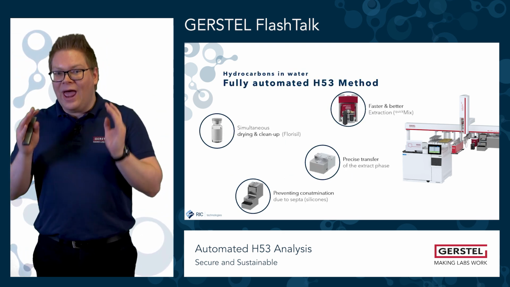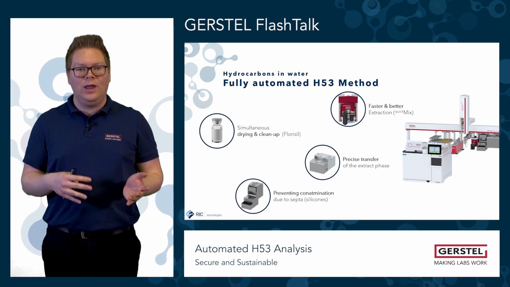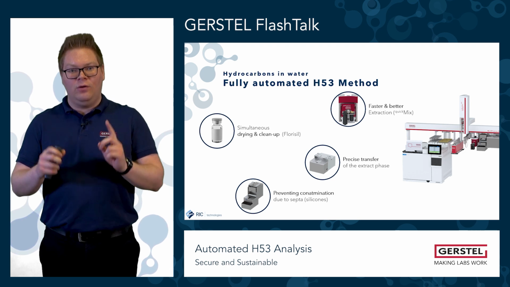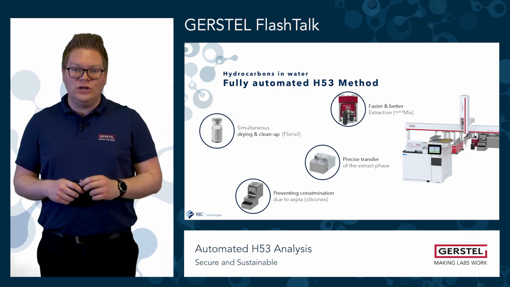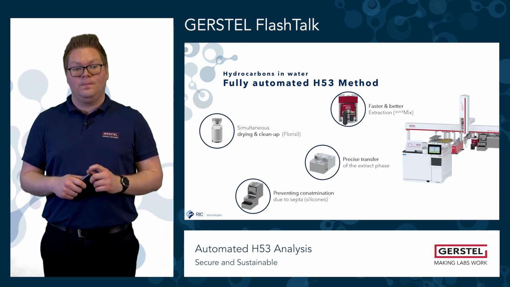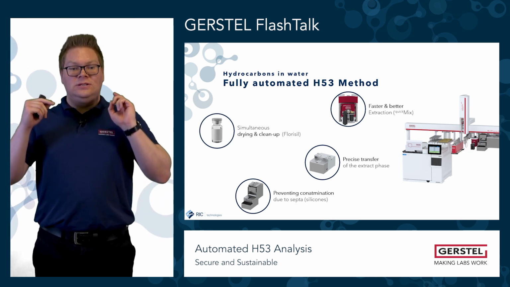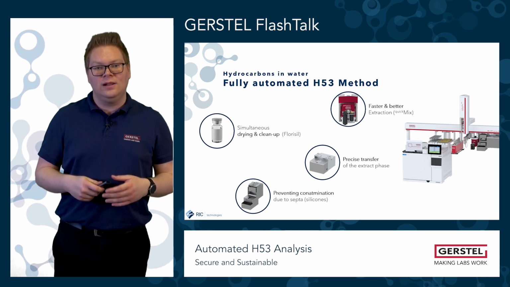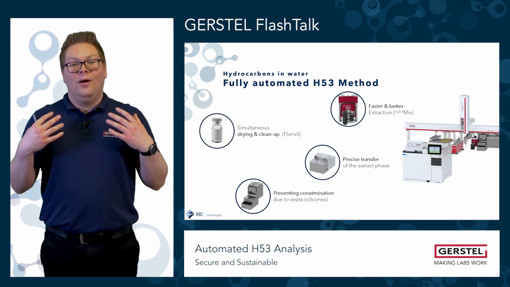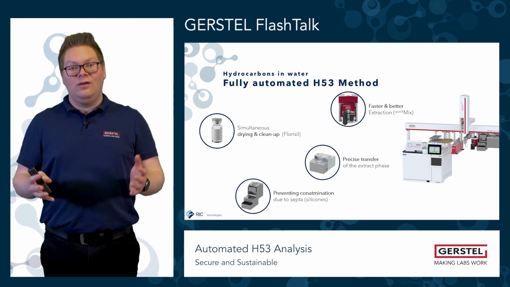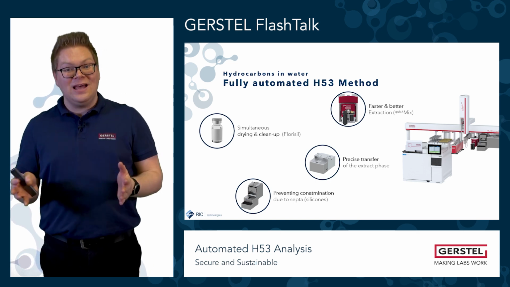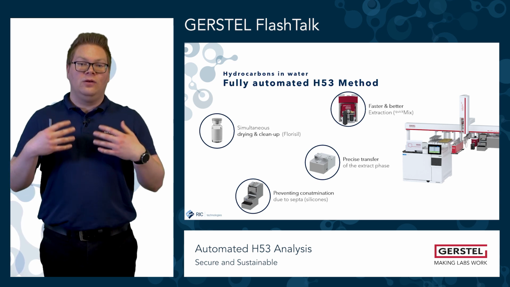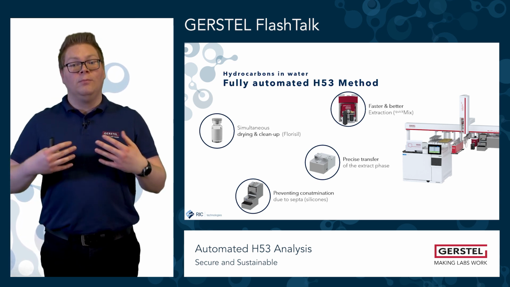Additionally, you have a faster and better extraction using our QuickMix. If you want to have more information on our vertical shake QuickMix, see our other FlashTalk about our AutoTwister. We have a simultaneous drying and cleanup with a dispersive Fluorisil cleanup method. Using the optional centrifuge, we have a better and faster separation between the sample and the extract phase, and therefore the transfer of the extract phase is more precise.